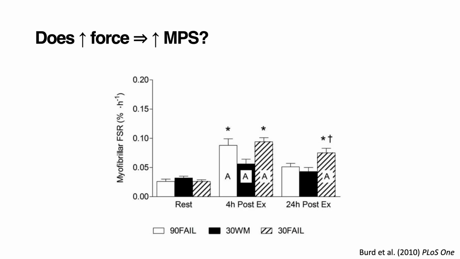The next step in the cycle would be, does increased force imply increased muscle protein synthesis? And this is a nice study from Stu Phillips' group. They had a rest, or negative control condition, and they looked at muscle protein synthesis, and this was 90% of 1 rep max to failure, work matched 30% and 30% to failure. And as you can see, increased force, which would be the 90% to failure, doesn't create greater muscle protein synthesis responses when you go to failure. So 30% versus 90%, the 30% is actually higher in some instances. So this does not hold here.